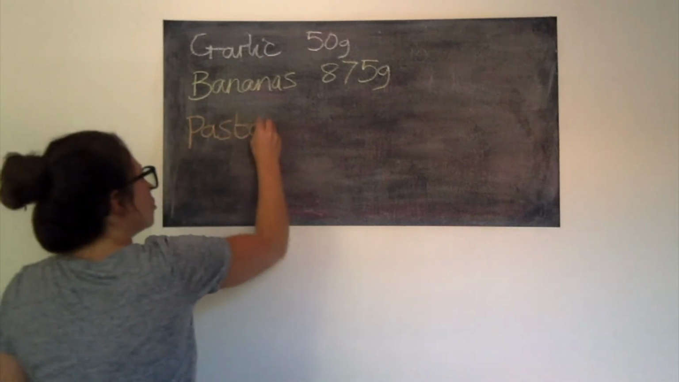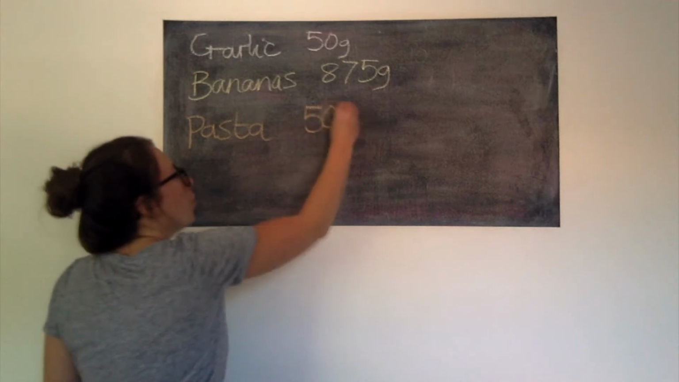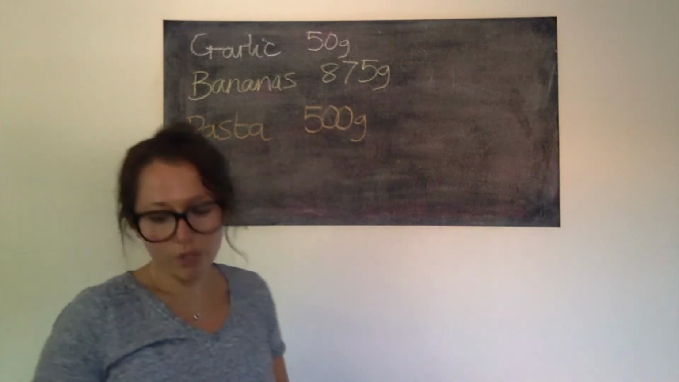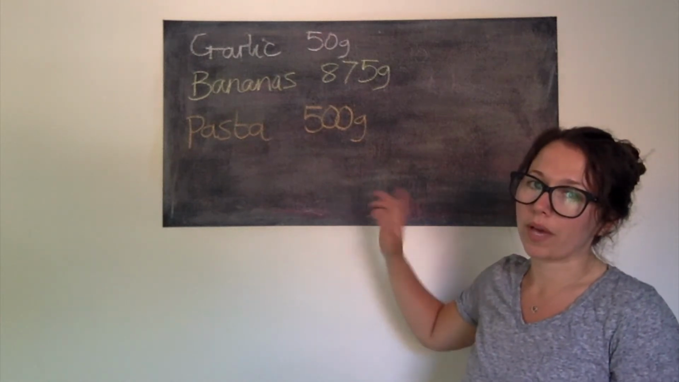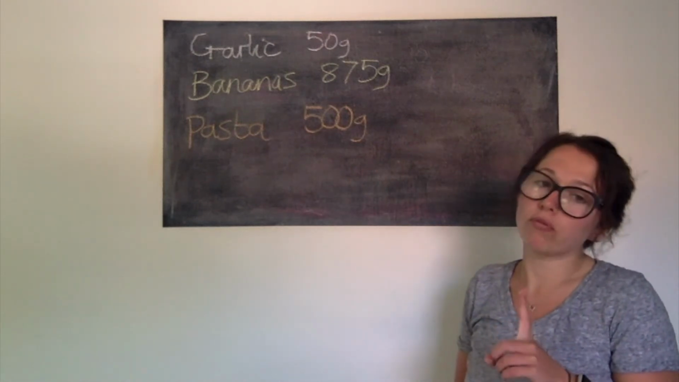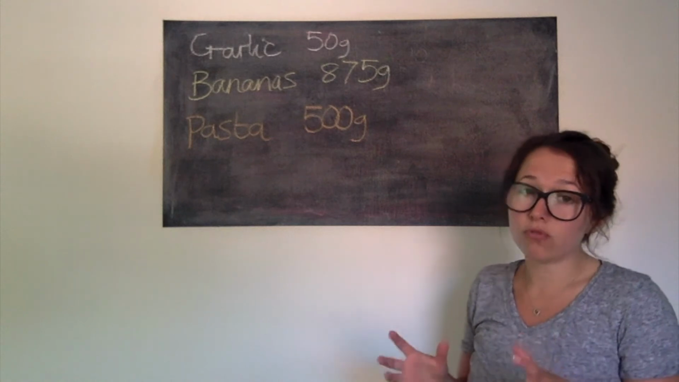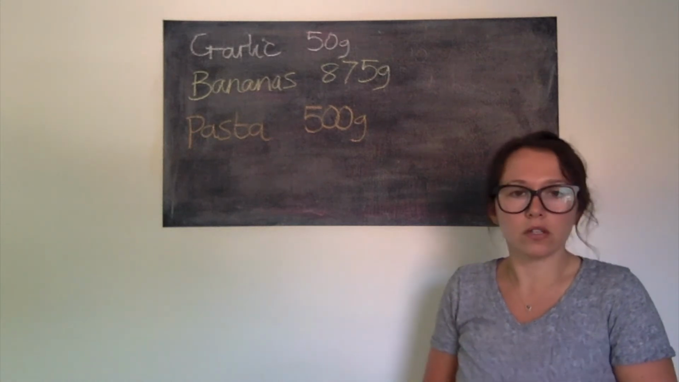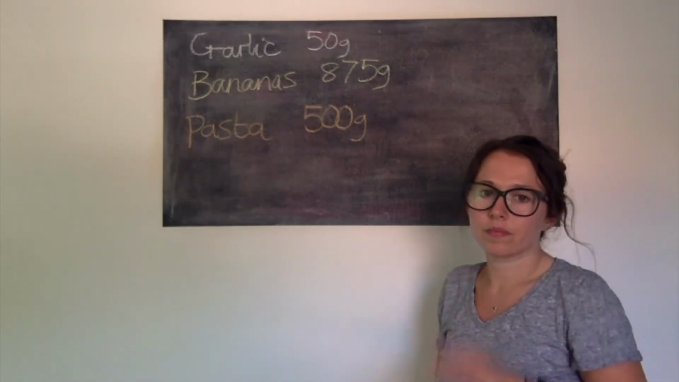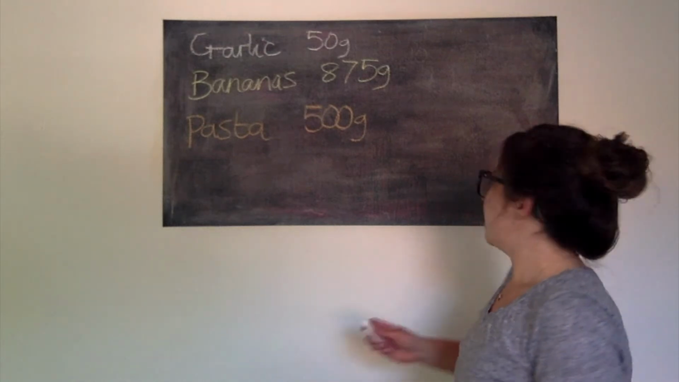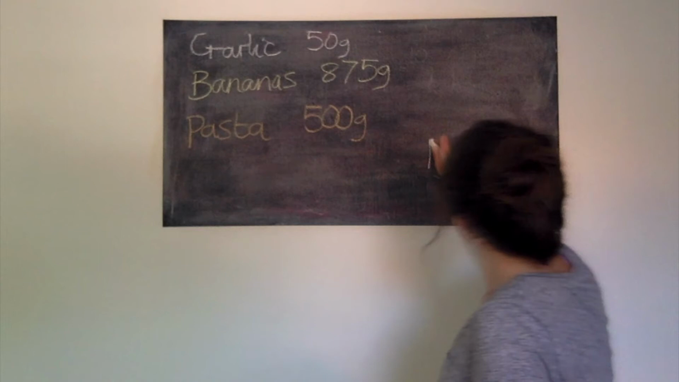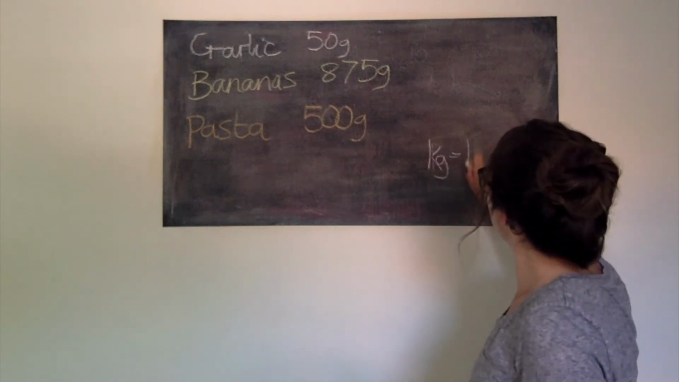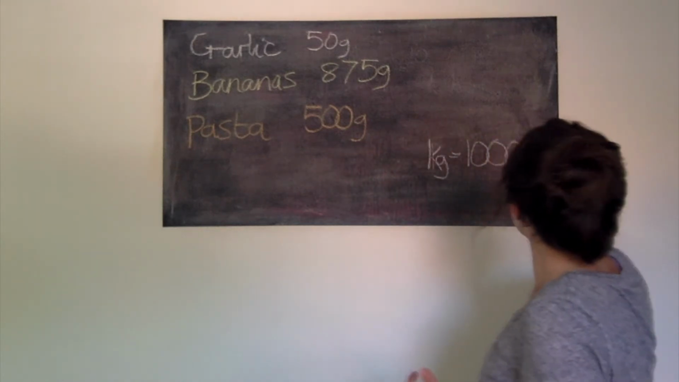So what I want you to do now is pause the video and have a go at turning those weights into kilograms, okay? So remember, there are 1,000 grams in a kilogram. So think about how you can use that to help you. So let's write down 1 kilogram is equal to 1,000 grams.